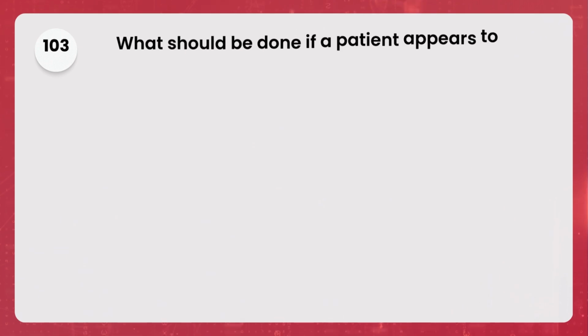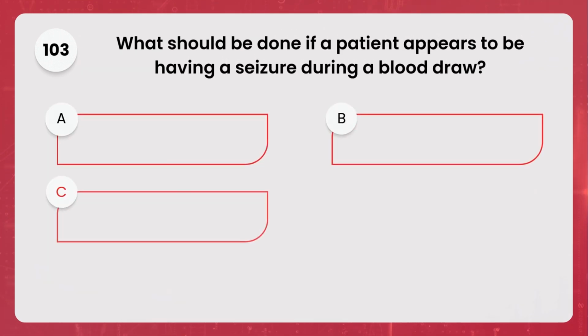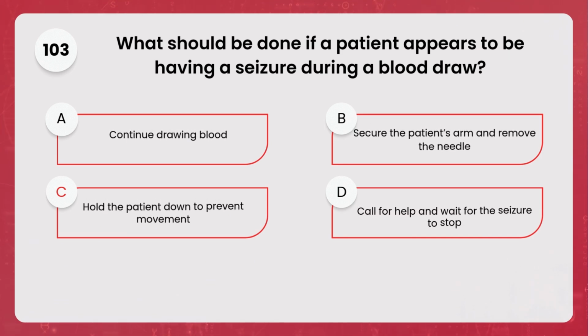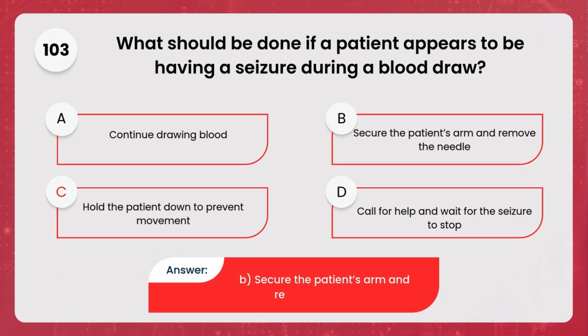Number 103. What should be done if a patient appears to be having a seizure during a blood draw? A. Continue drawing blood, B. Secure the patient's arm and remove the needle, C. Hold the patient down to prevent movement, D. Call for help and wait for the seizure to stop? The answer is B. Secure the patient's arm and remove the needle.